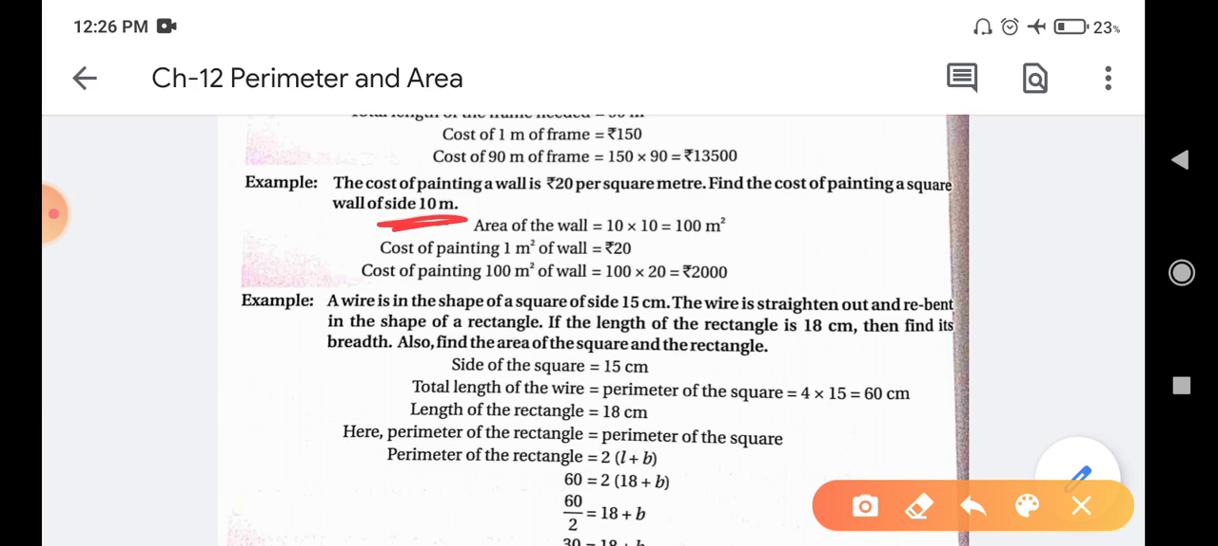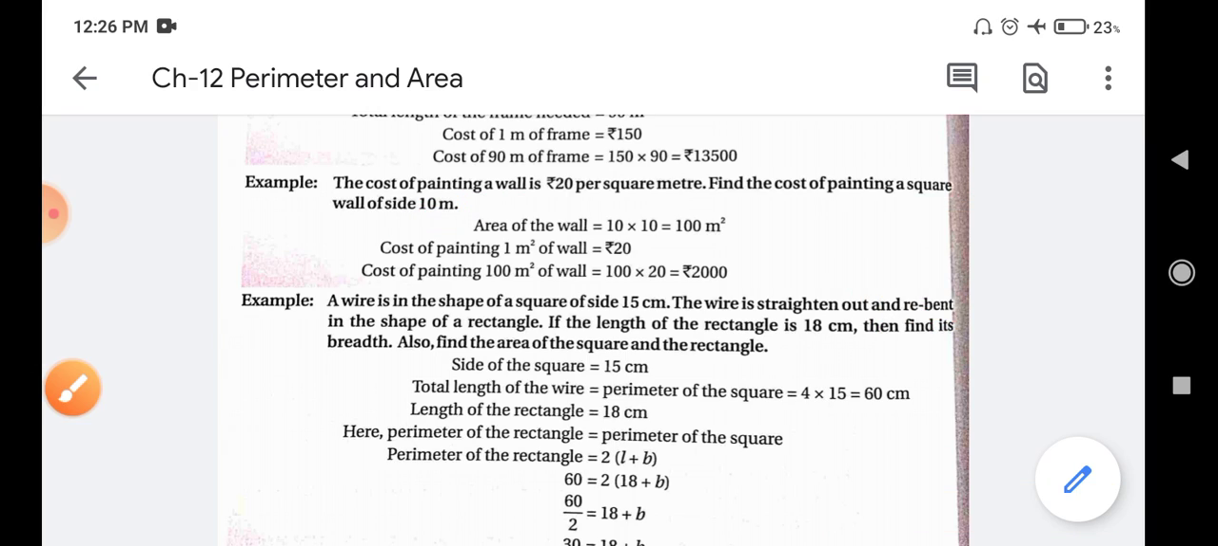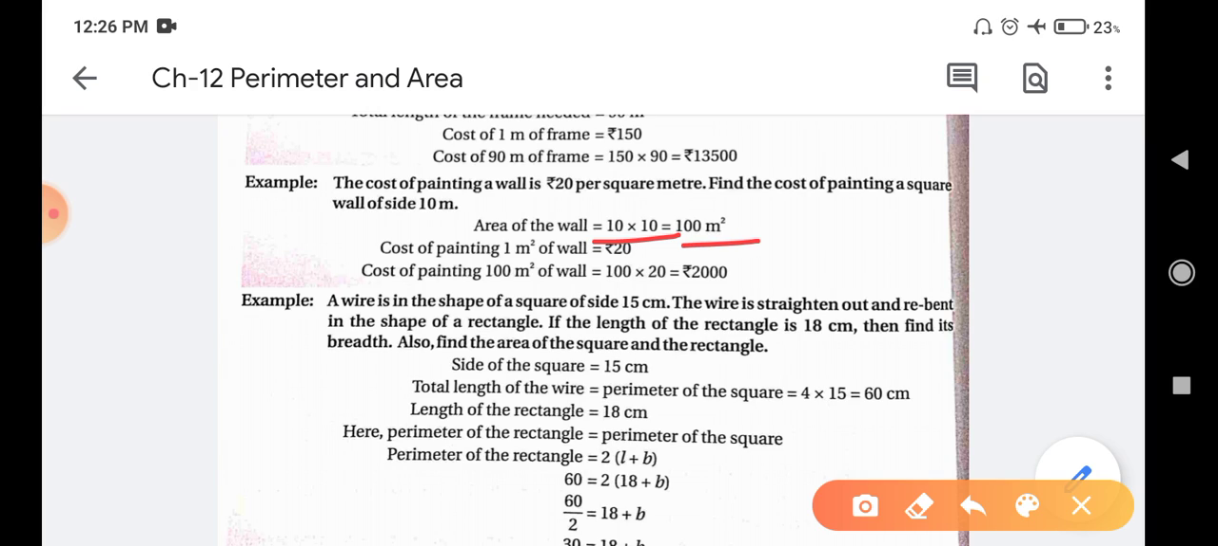We are given a square wall and its side is 10 meter. Then we can find the area because we have to paint this wall. Painting will be done on this portion of the wall, that means inside the wall. So we have to find its area. Area of the wall will be equal to 10 multiply 10, that means side multiply side because it is square shaped. So its answer is 100 meter square.